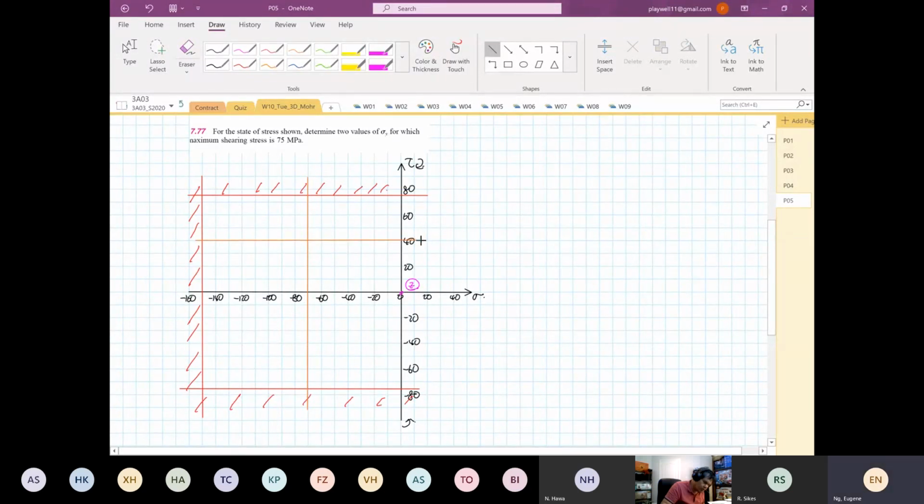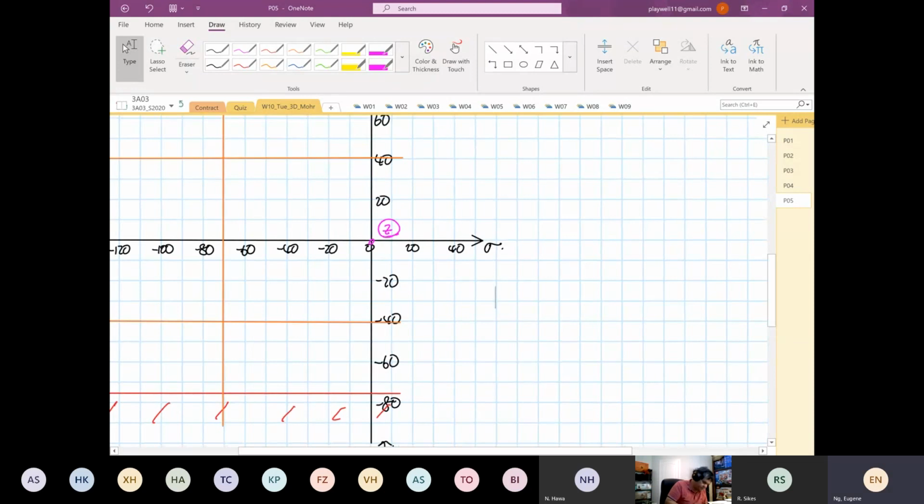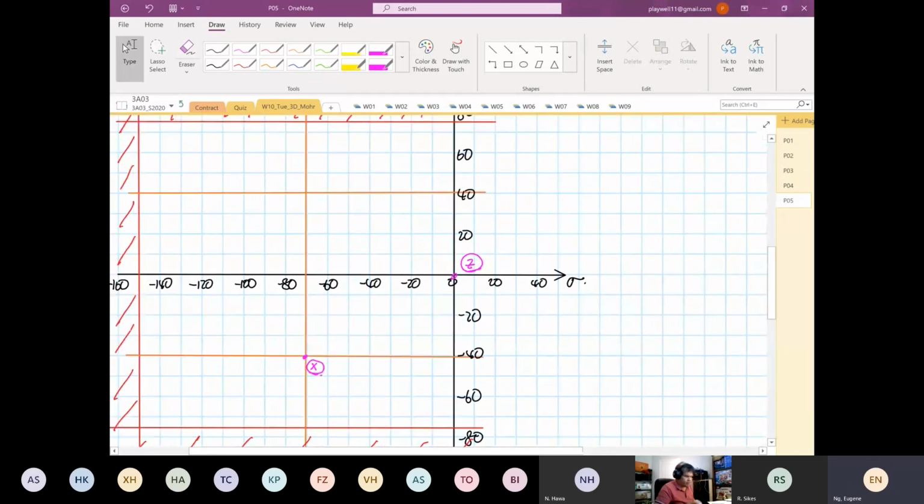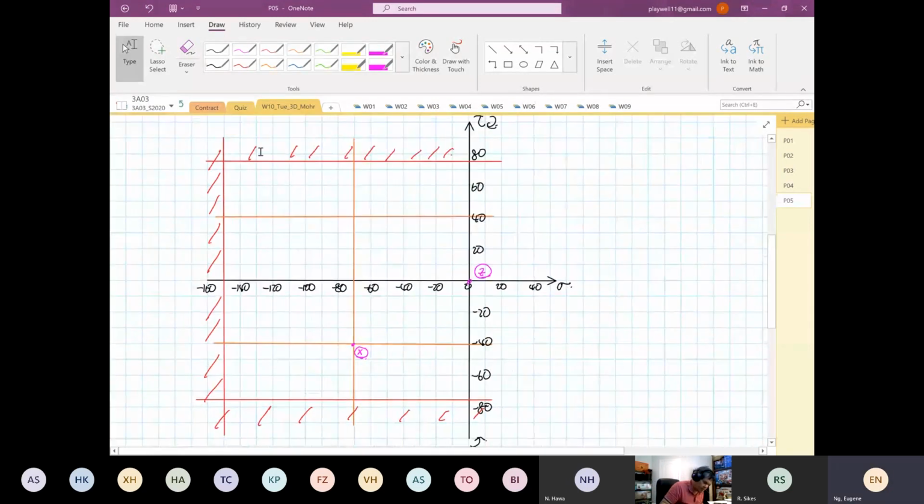So you can have one point here, and you have one point here. Right. So the next one, we know that this is our point X. Okay, we know that that's our point X. And then we can start constructing. So we know that the circle, at the end of the day, the circle has to be this diameter, right?